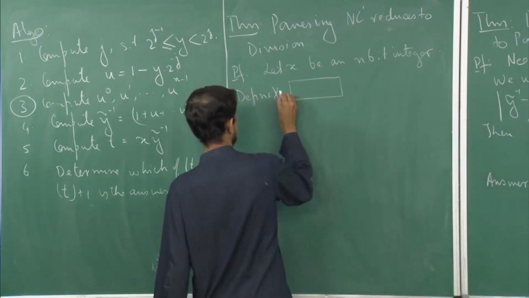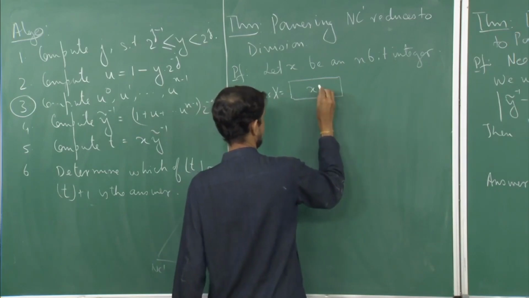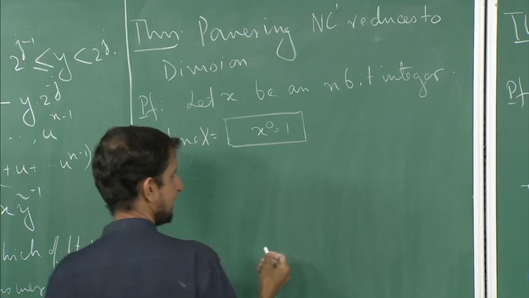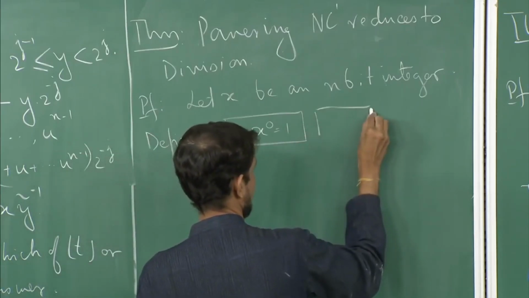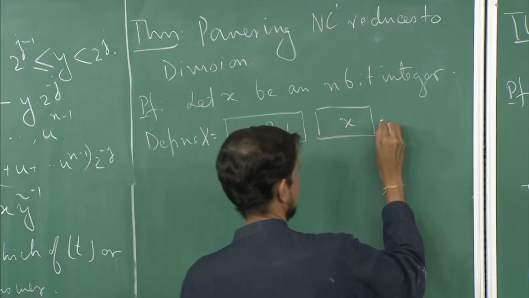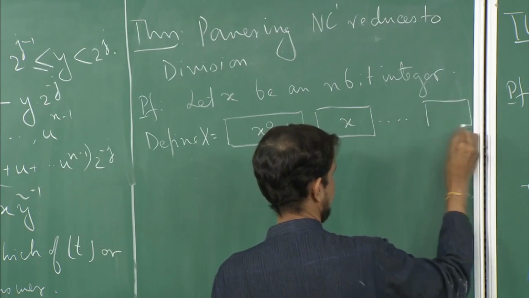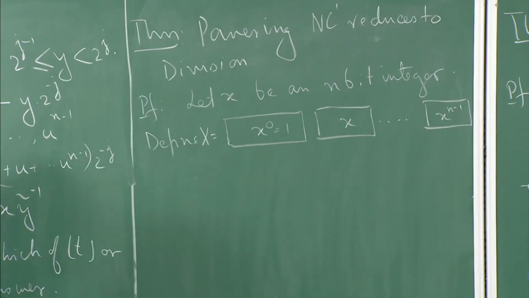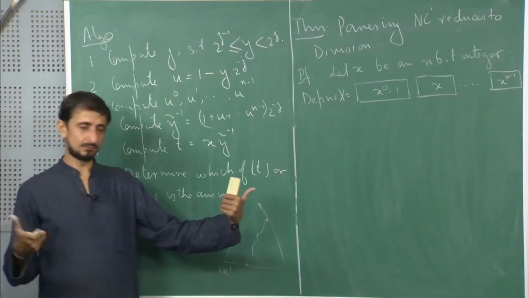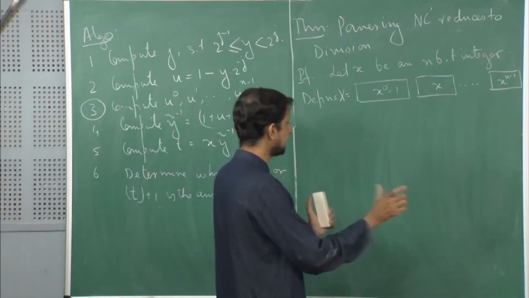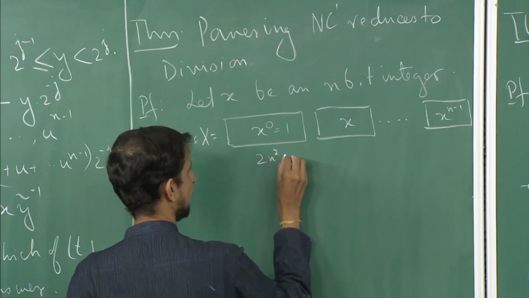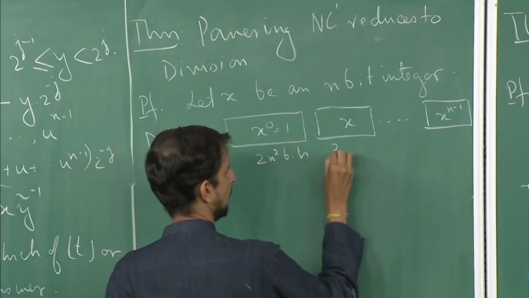So I'll define x as being equal to, so I have x to the power 0, which is nothing but 1, then I will have x and so on. Finally I have x to the power n minus 1. So think of a large bit string which has all these powers of x and they are kind of separated. We will assume that each of them is 2n square bits long.